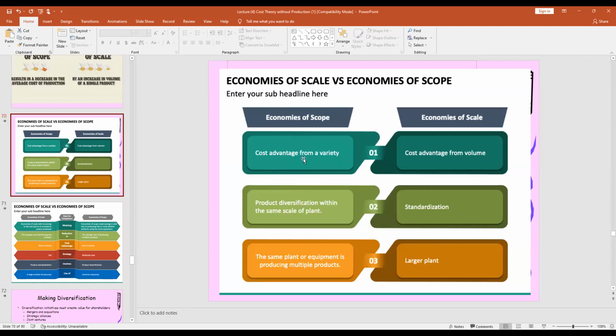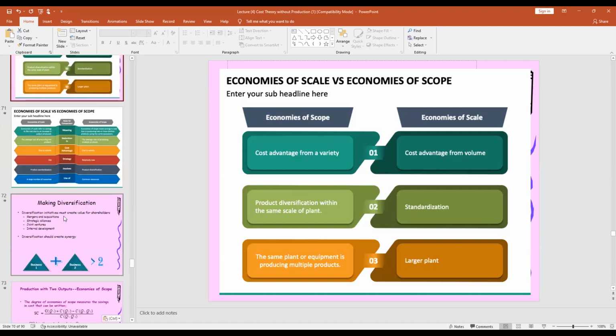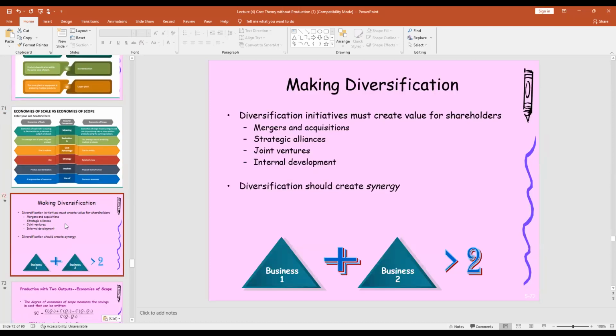So then we can see what economies of scale and economies of scope are. Economies of scope: cost advantage from variety. Economies of scale: cost advantage from volume. Economies of scope: product diversification within the same scale of plant. Economies of scale: standardization. The same plant or equipment produces multiple products, but this is a large number of products. So you understand the difference. Making diversifications can create value for shareholders, sometimes through mergers and acquisitions, strategic alliances, joint ventures, internal development.